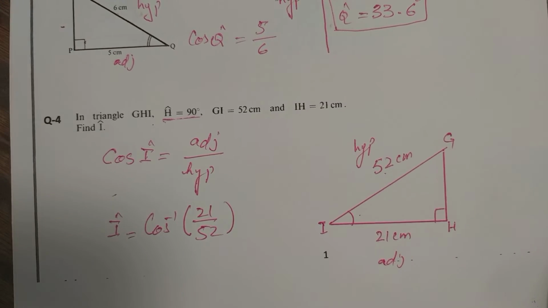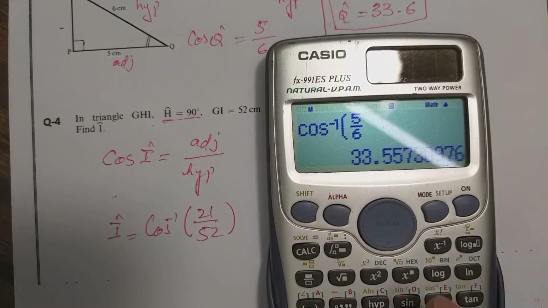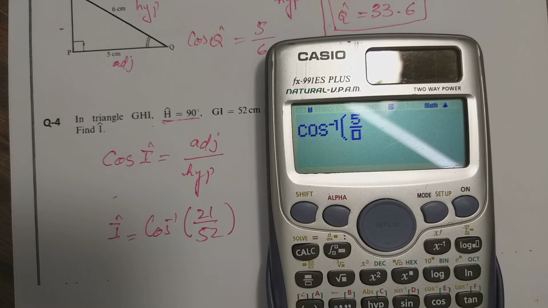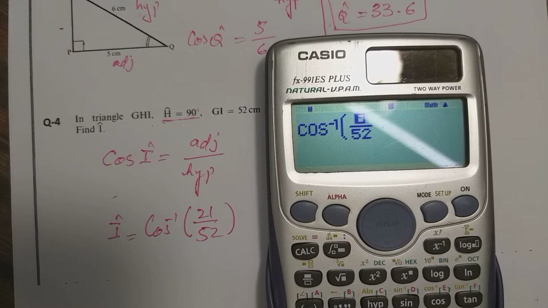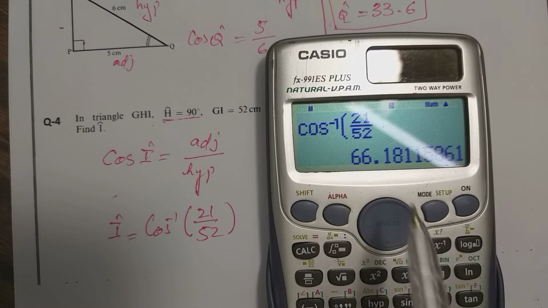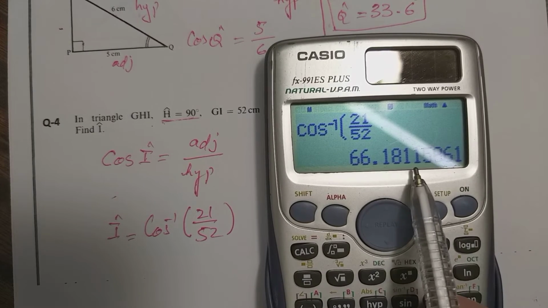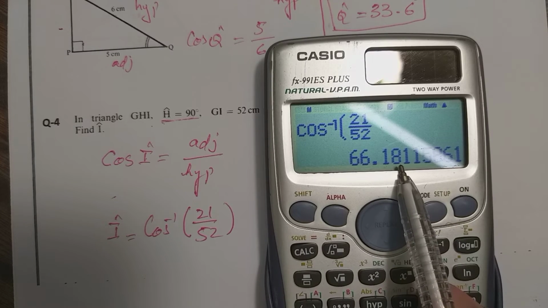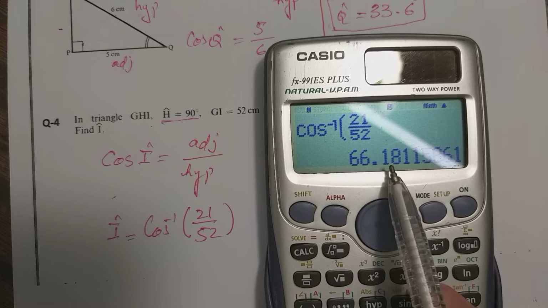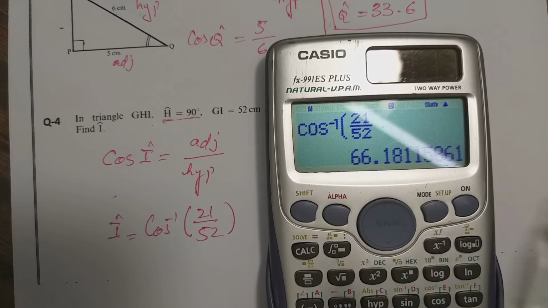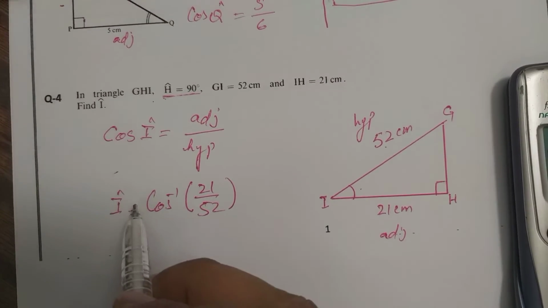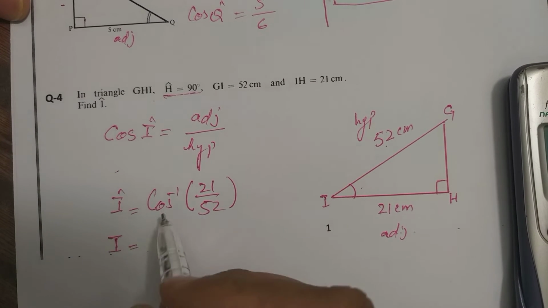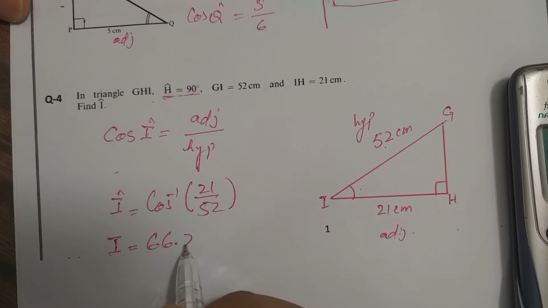Substitute in the formula, then simplify for the answer. So we have already here 52, and here 21, because it's cos inverse 52 over 21. So the answer is 66.18115. I'm taking one decimal place, and after the one there is a number which is more than 5. Applying the rounding rules, we increase the number, which becomes 66.2. So angle I equals 66.2 degrees.